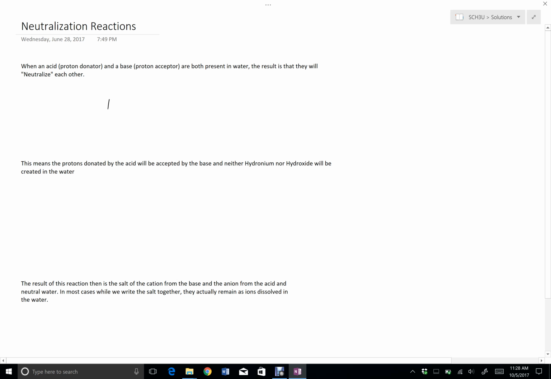An example here would be sodium hydroxide, aqueous, reacting with hydrochloric acid, aqueous, to form sodium chloride, aqueous, and water, liquid. So what we can see here is the proton was donated from HCl to form the water, and the remaining ions stuck together.